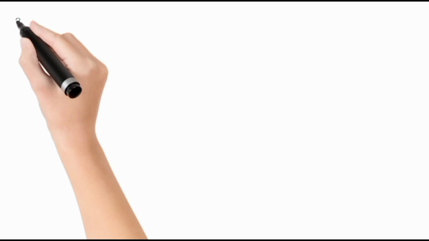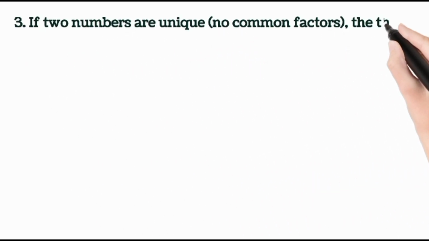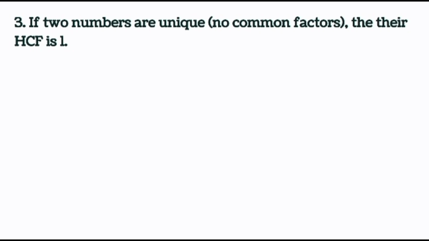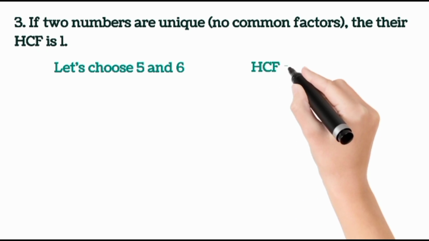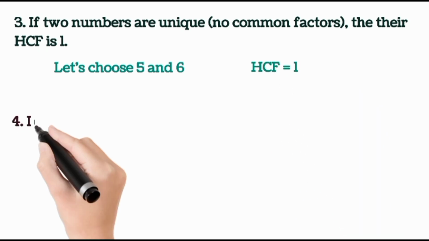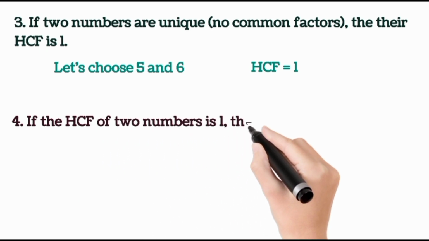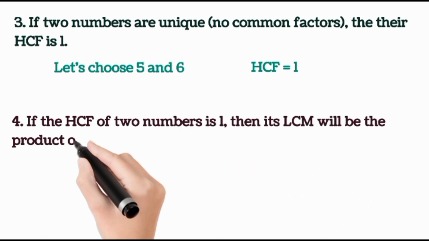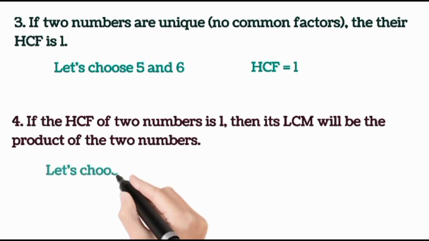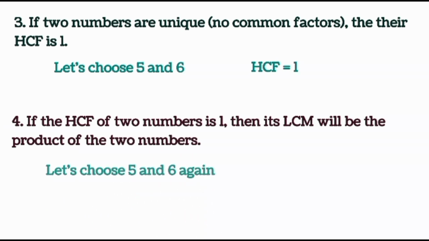The third fact is that if two numbers are completely unique, that means no common factors between them, then their HCF will be 1. Let's choose 5 and 6 because we can see that there are no common factors between 5 and 6. Then their HCF will be 1. And if the HCF of two numbers is 1, then its LCM will be the product of the two numbers. Let's choose 5 and 6 again because these are two numbers whose HCF is 1. So its LCM is going to be the product of 5 and 6, which is 30. You can check it by calculating the LCM of 5 and 6.